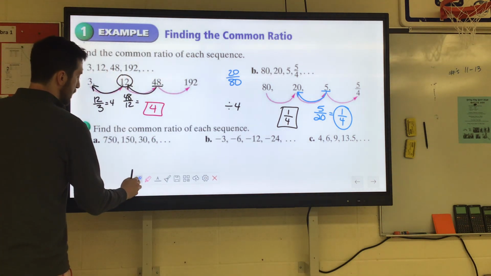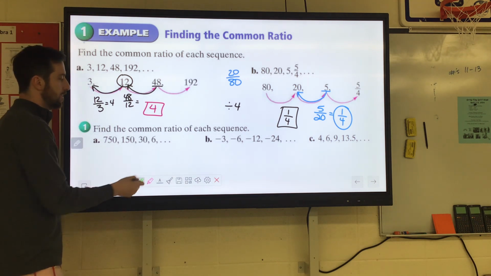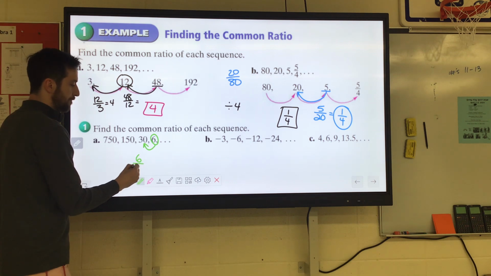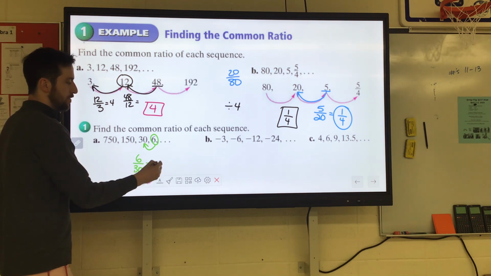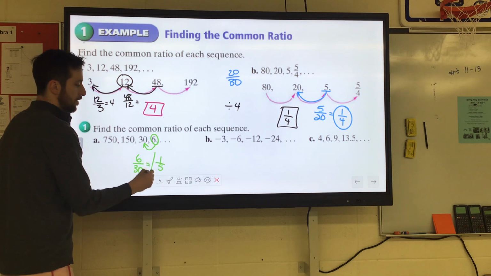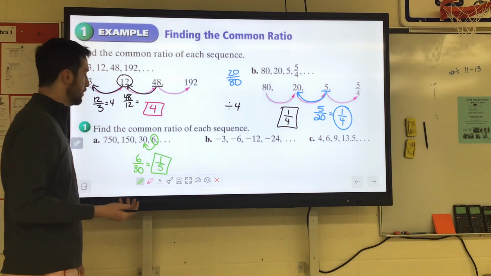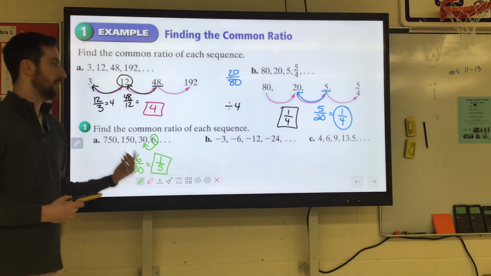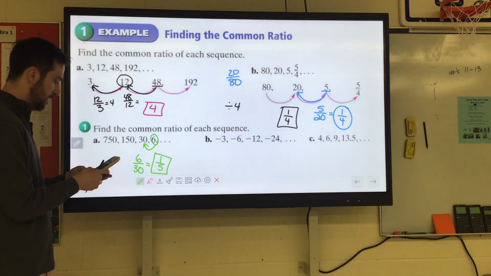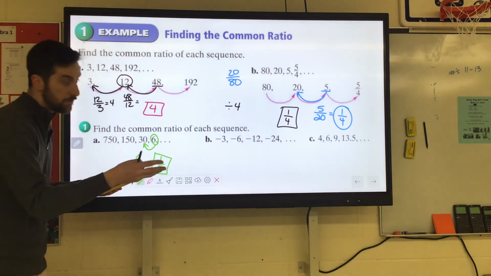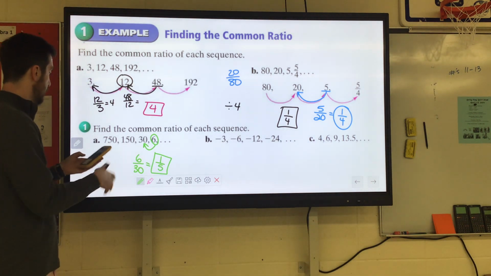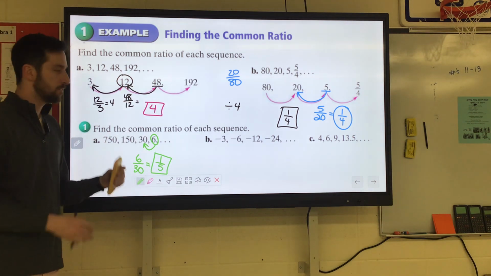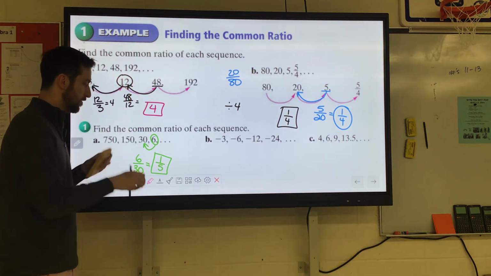So if you were to do that here on A, and again, it works for any of them. Let's take 6, and we'll divide it by the term right before it. 6 over 30. That reduces to 1/5. So that would be our common ratio. Again, it's like you're dividing by 5 when you're multiplying by 1/5. So you could check in your calculator, 750 times 1/5, or divided by 5, is 150. If you divide that by 5, it's 30. If you divide that by 5, it's 6. So we're multiplying by 1/5.